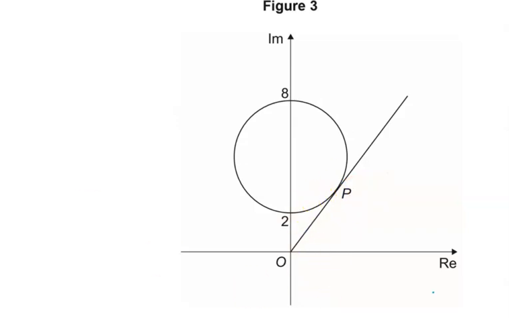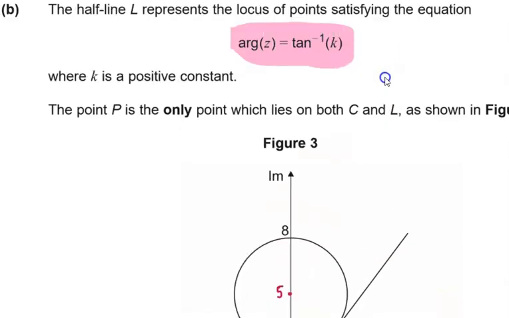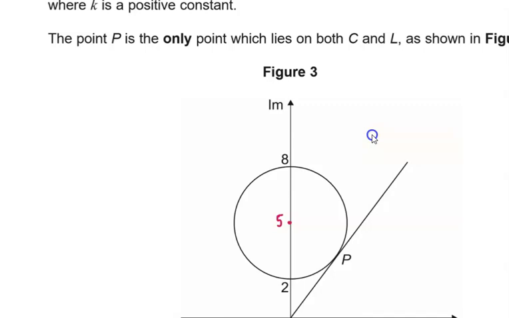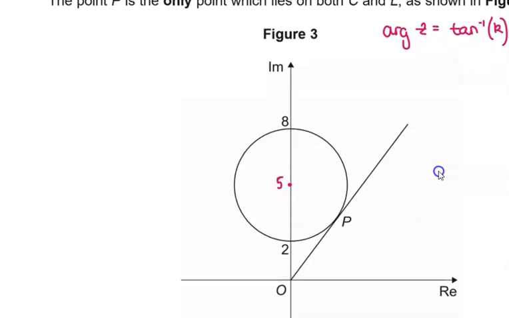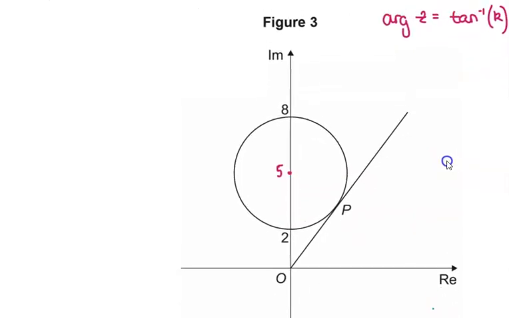Right, so we've got our circle. We know that the argument of z is equal to the inverse tan of k. Now, you need to be really cosy with your SOHCAHTOA and your Pythagoras to get this. We're told that P is the only point that lies both on C and L. That's telling you that L is a tangent, so straight away we can draw in our right angle there, because a radius of a circle meets a tangent at a right angle.